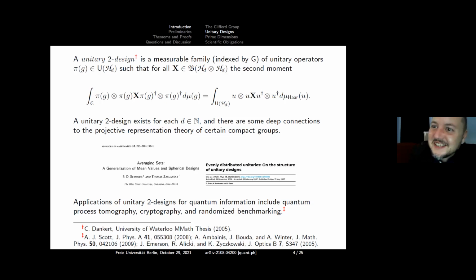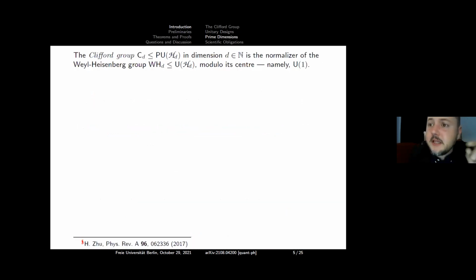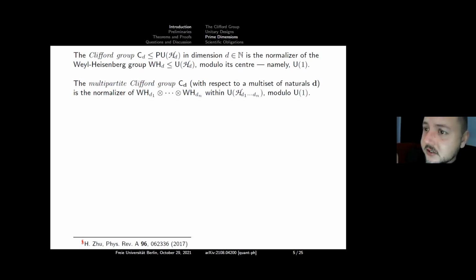Okay, so I'm going to repeat the definition of the Clifford group here, because there's a generalization into the context of multiple quantum systems. So the multipartite Clifford group, I'm going to denote this by C, bold D. So that's the normalizer of tensor products of local Weyl-Heisenberg groups, again, modulo the center. So it's a very simple concept. It's a multiset because the dimensions could be the same.